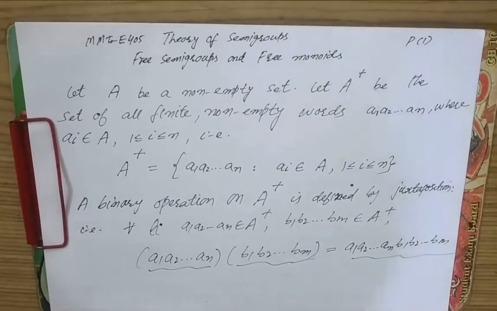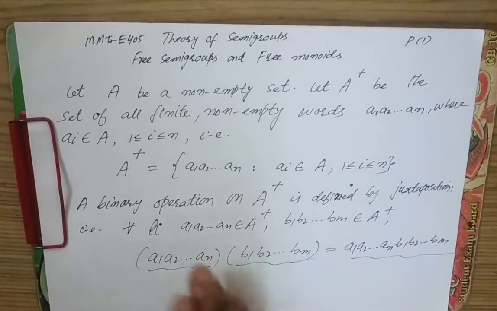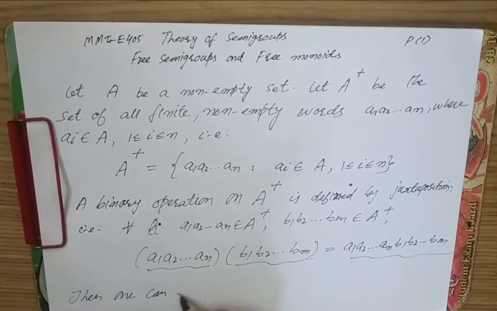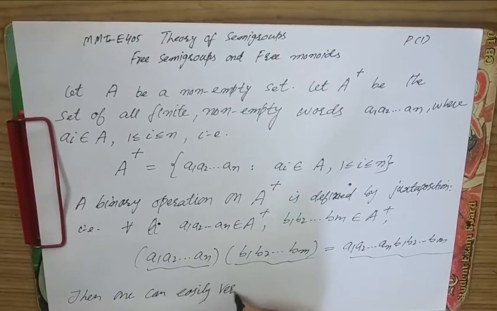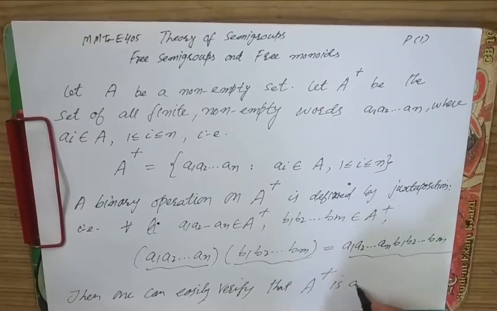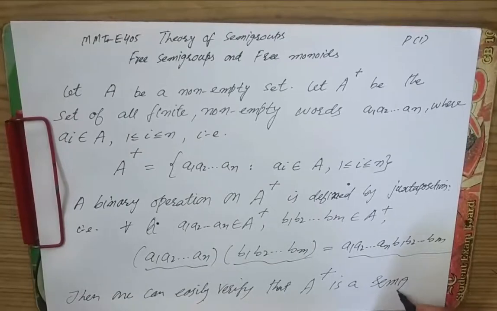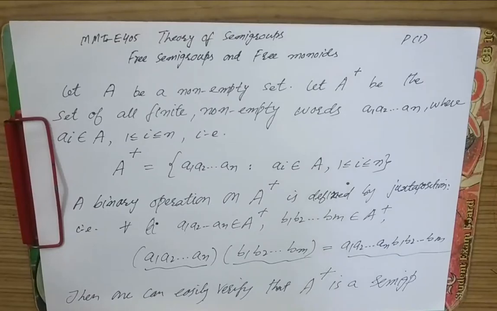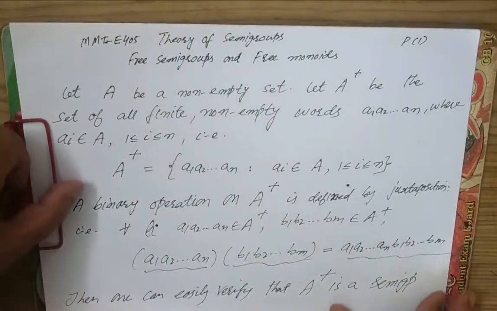Then one can easily verify the associative property. So one can easily verify that A plus is a semigroup. A plus is a semigroup.